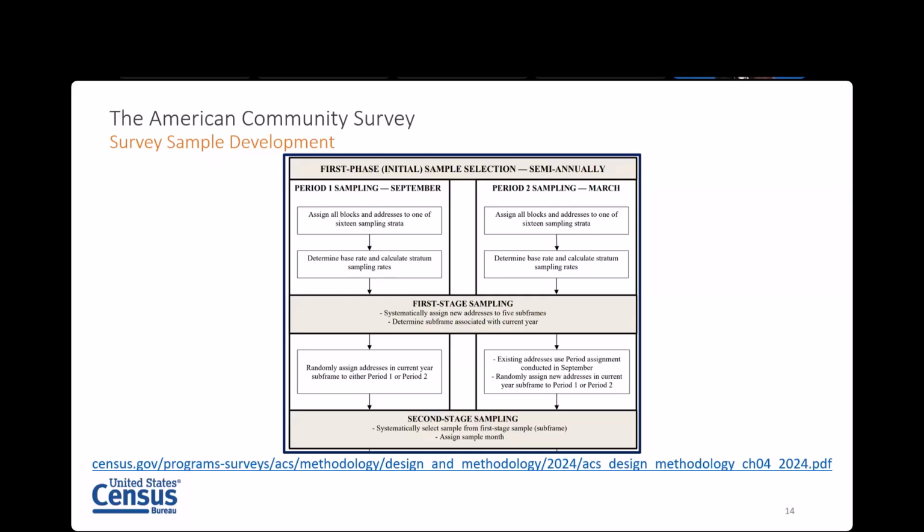Period 1 sampling starts around September, the year before the upcoming data collection. So for 2025 data collection, it began in September of 2024. Period 2 starts around March of the data collection year, so March 2025 for 2025 data collection. For your own curiosity, Chapter 4 of the Design and Methodology report details the sample design and selection process. Once these two periods go through the first and second stage sampling, it's time for data collection.